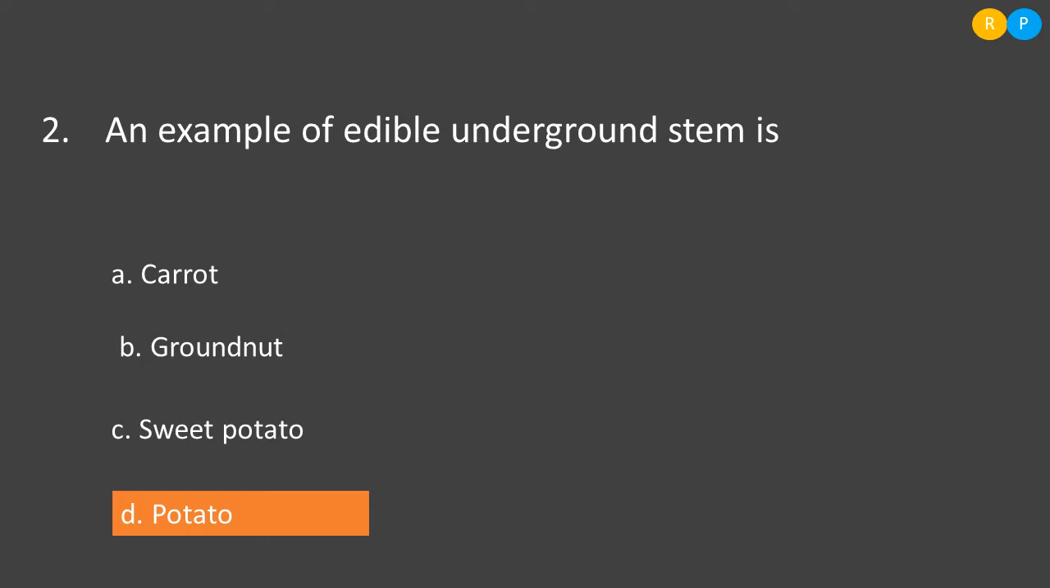Clear? Option D, potato. Potato is an underground stem modification because the underground stem will form a number of branches and it will get swollen for the storage of food material. So, the correct answer is option D.